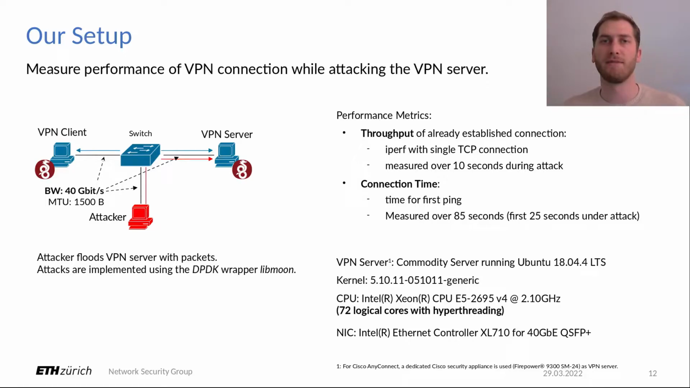For our evaluation, we used a setup consisting of 3 machines connected over a 40 gigabit network. 2 machines were running the VPN implementations. One was the VPN client, which connected to the other machine, the VPN server. The third machine was the attacker, which flooded the VPN server with packets.